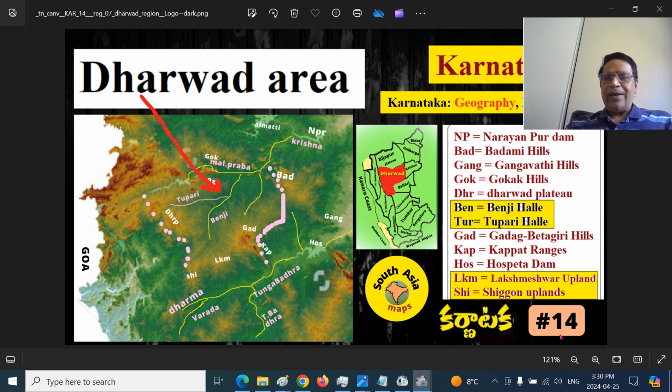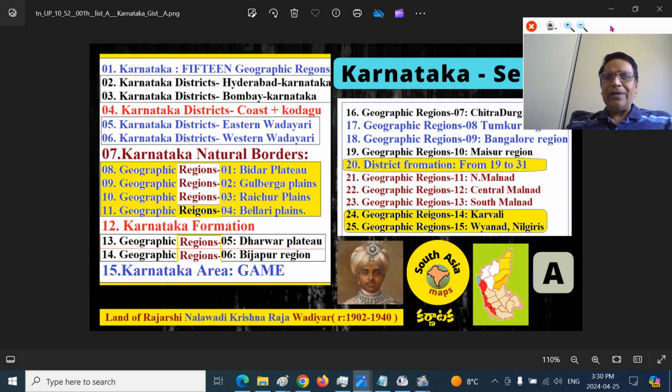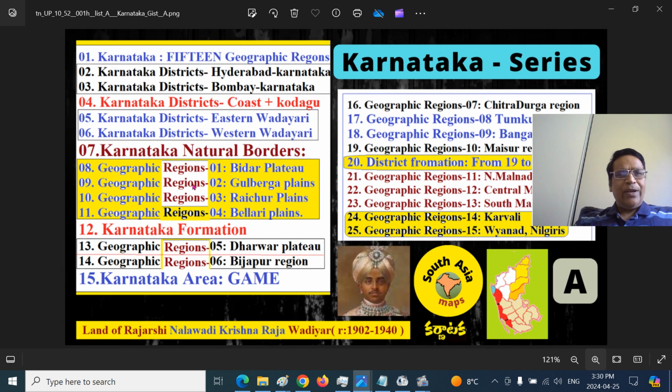And as a part 14 of the series, we are talking about the Dharwad region of Karnataka, province of Bharat. This is our Karnataka series, and I have covered other topics before. We are now at Karnataka, the Dharwar plateau. Actually, this is reversed, but does not matter here. 14 should be the Dharwar plateau region of Karnataka.